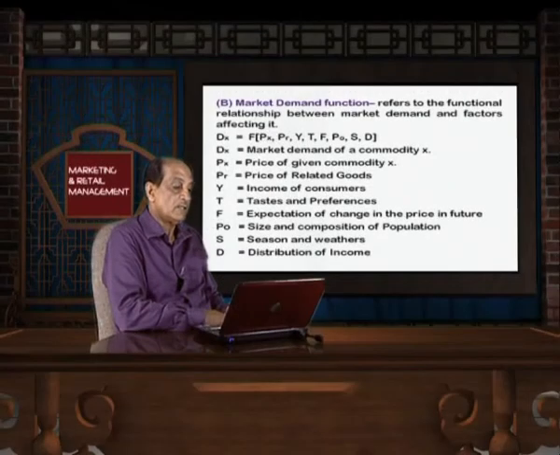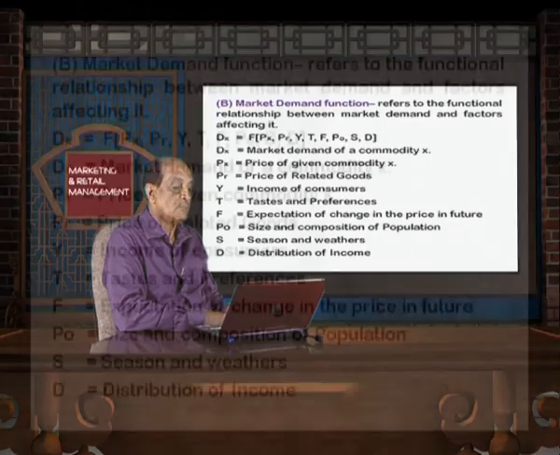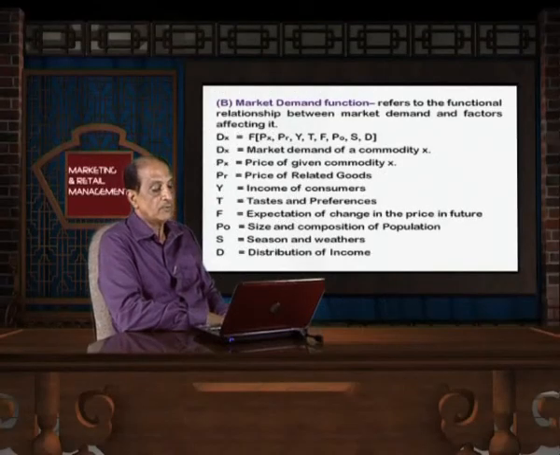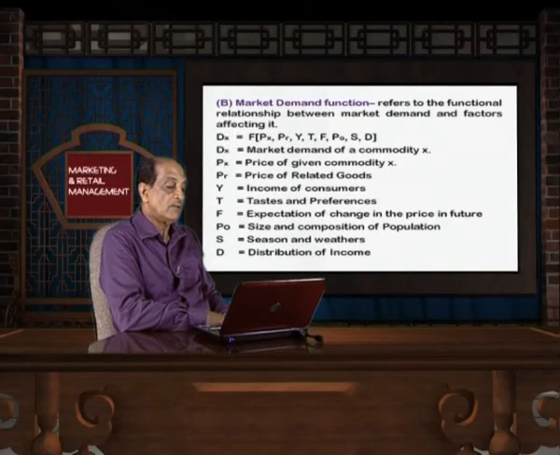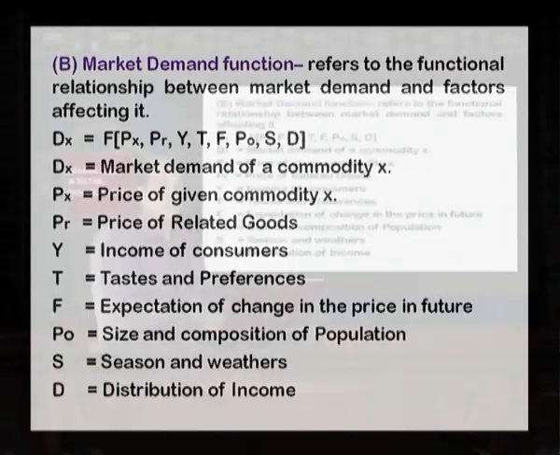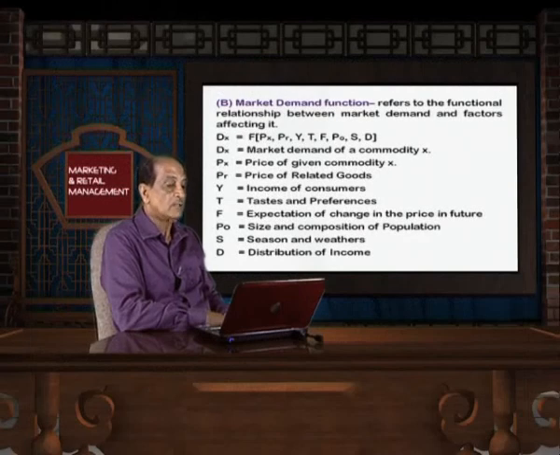But after that, there are other factors which are going to affect the market demand, and that is Po, meaning size and composition of population. This is a very important factor, and that affects the market demand function. S stands for seasons and weather; definitely whenever there is a change in seasons, the demand for a commodity in the market is also affected. And D means distribution of income. Whether there is equal distribution of income or unequal distribution of income in the nation, definitely that is going to affect the demand for goods in the market.